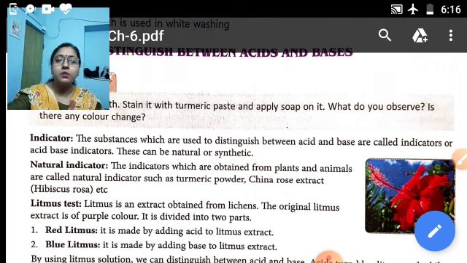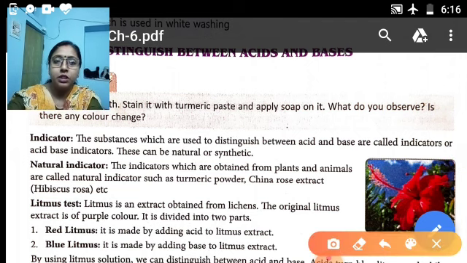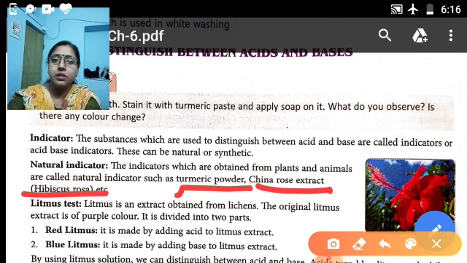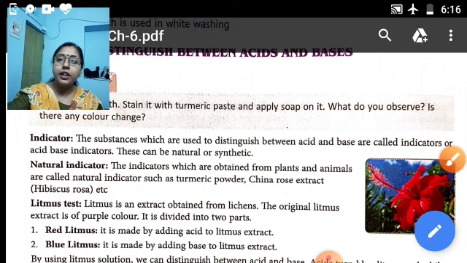Natural indicators means those which are derived from nature, that is from plants or animals. They are called natural indicators, such as turmeric powder, China rose extract and the litmus paper, litmus solution. So underline the turmeric powder, China rose, that is hibiscus, and the litmus test. Turmeric powder means the haldi powder.